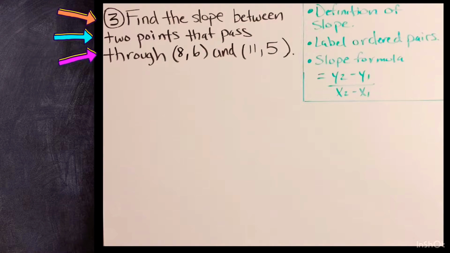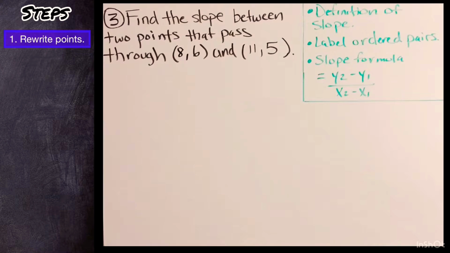Okay, so let's look at a third example where we have a slope between the 2 points that pass through 8, 6, and 11, 5. And I wanted to do this one because it's going to come out a little bit different. It's actually going to end up in a fraction that you really can't simplify. And it's also going to be a negative. So if you see it in your classroom, you won't really be confused.